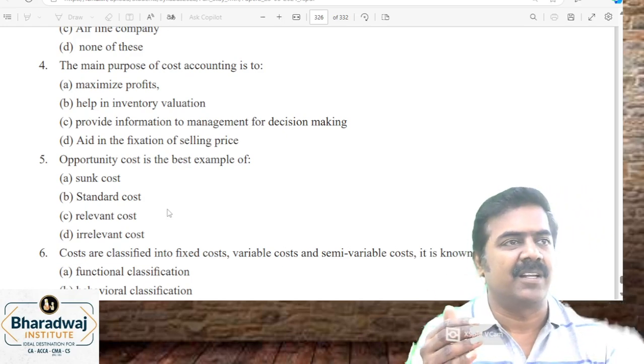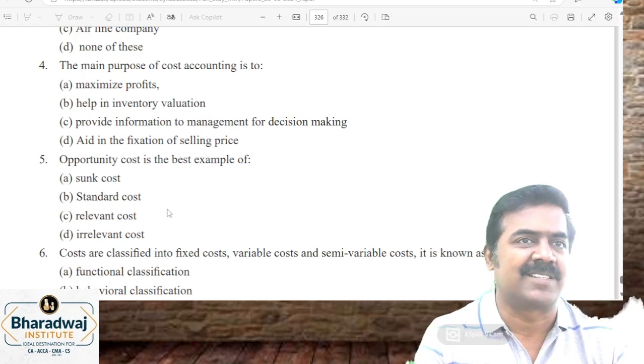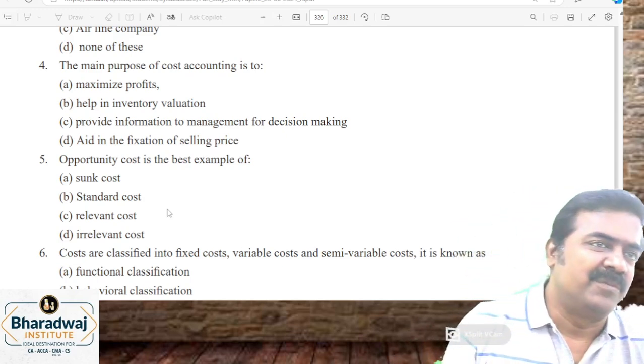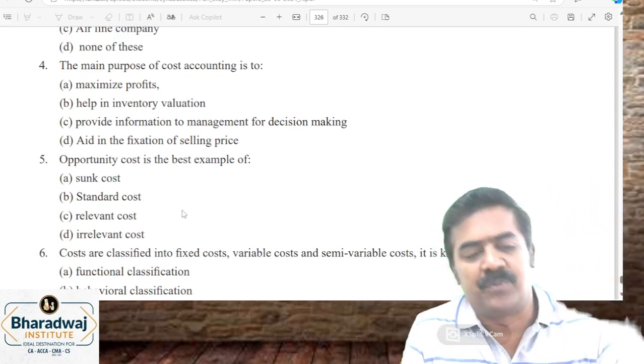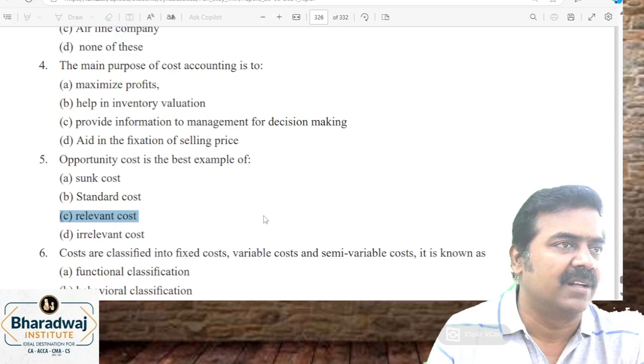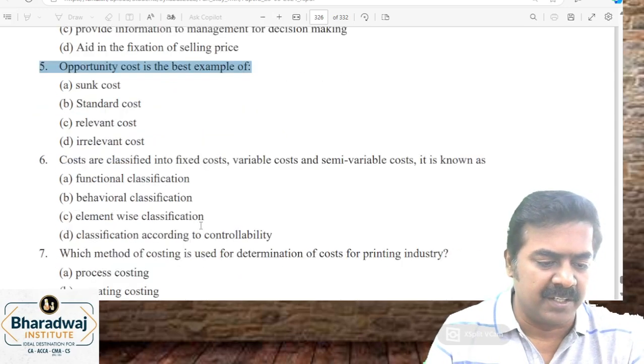Clear? If the share market can give you more than 8% return, you will invest in the share market. If it can give you only less than 8% return, you will continue with which one? Fixed deposit. So the profit that you forego, or the next best alternative, is called what? Relevant cost. That is called opportunity cost.